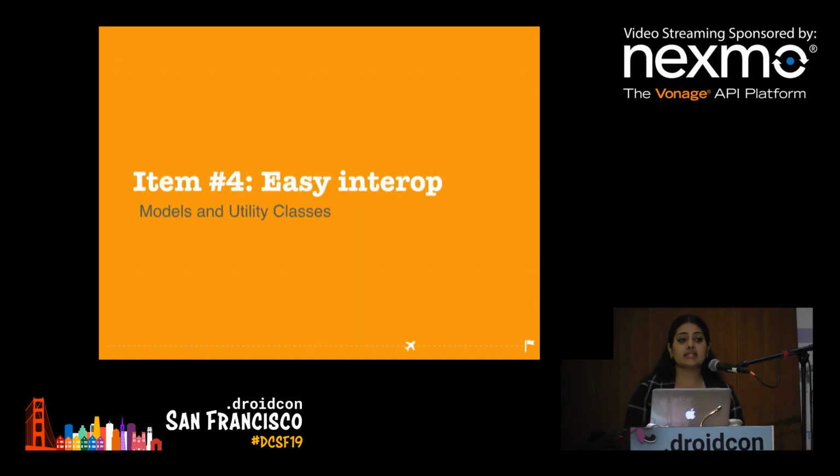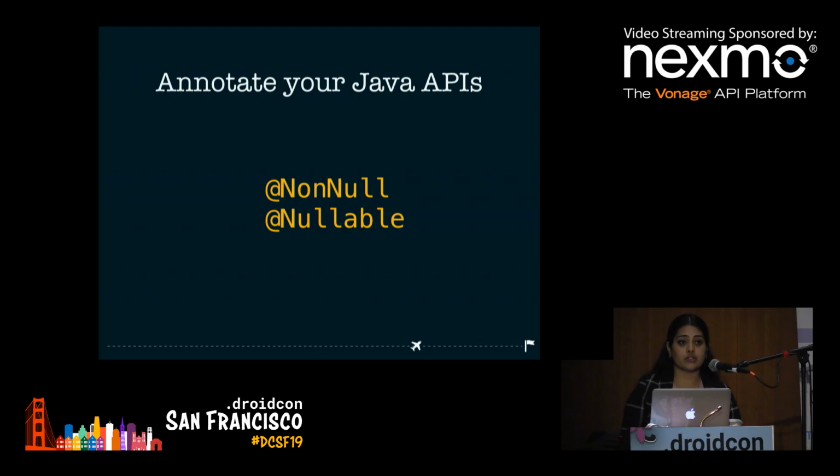Item number 4 is easy interoperability with Java. There are some really easy things you can do to increase your Kotlin code coverage, and at the same time, make sure that your Java side isn't affected in a negative way. One of these is to annotate your Java APIs, especially using annotations like @NonNull and @Nullable. Whenever you have a field coming from the Java side, ask yourself if it's meant to be null or not.